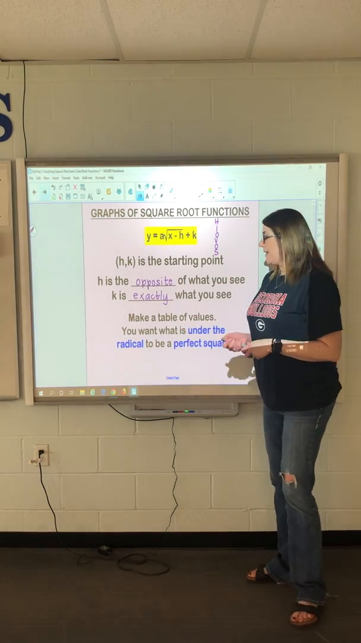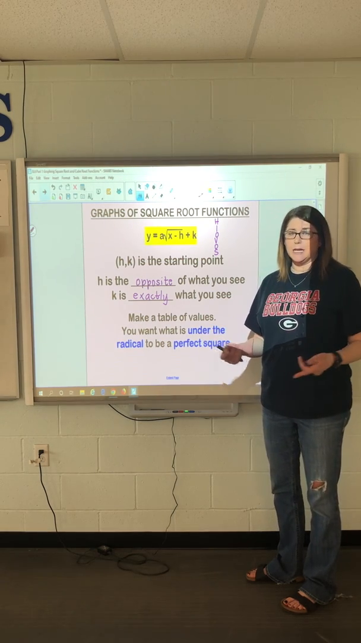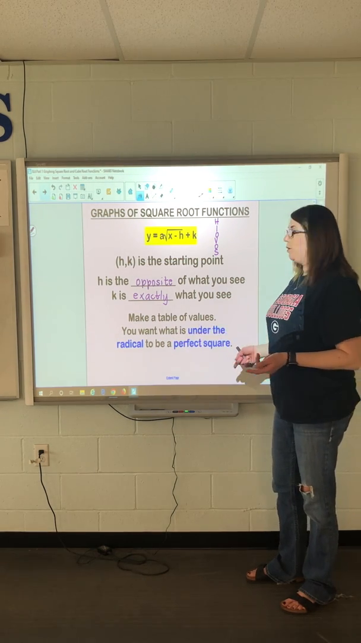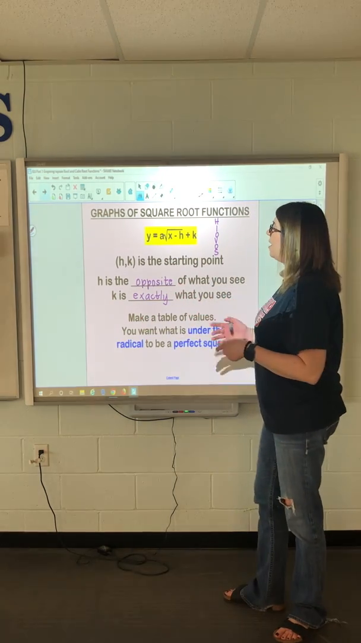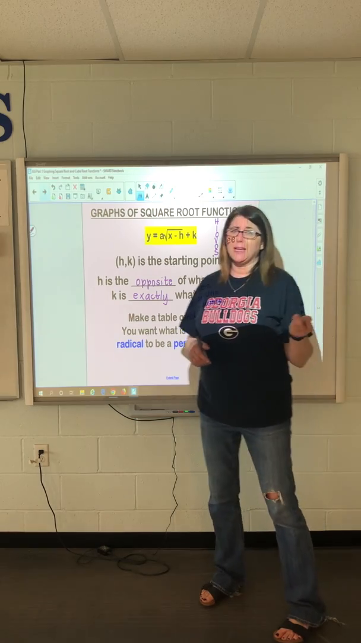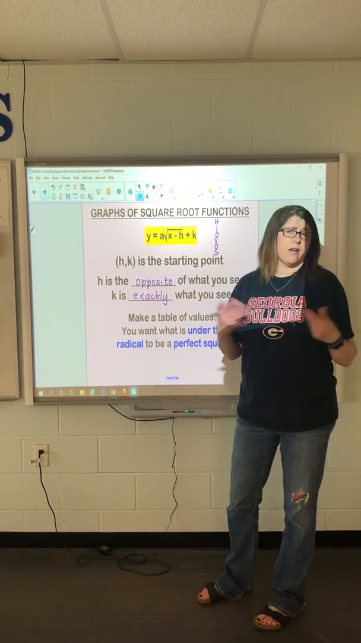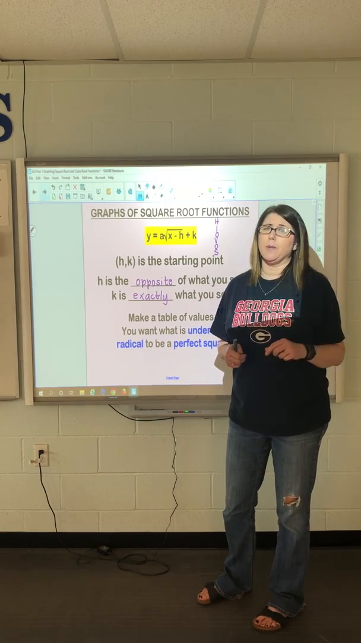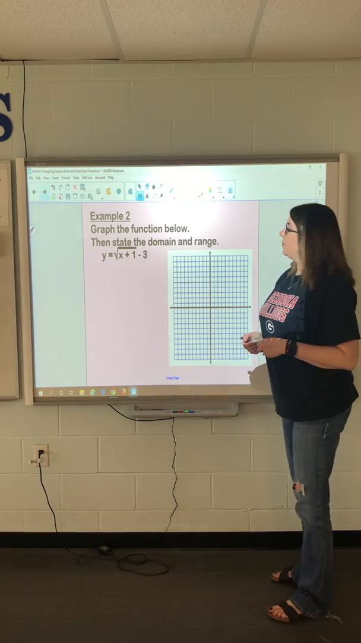It says make a table of values, and you want what's underneath the radical. Remember, that's called a radicand. You want your radicand to be a perfect square: 1, 4, 9, 16, 25, all of those numbers. Now, the higher you get, the bigger your graph is going to be. So I might not suggest using 25, 36, 49, but if you want to make a big graph, you can. So let's apply that to example 2.